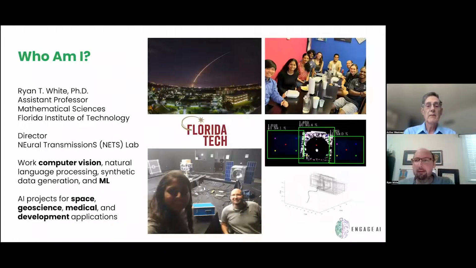On the right there is my lab. On the bottom, you can see some of our projects. We do lots of computer vision, natural language processing, synthetic data generation, and machine learning. Our projects span applications for space, for geosciences, for medicine and development. One picture here shows a box we developed to track features of satellites and automatically plan flight paths to go fly to them and repair them, or refuel them, whatever we need to do.